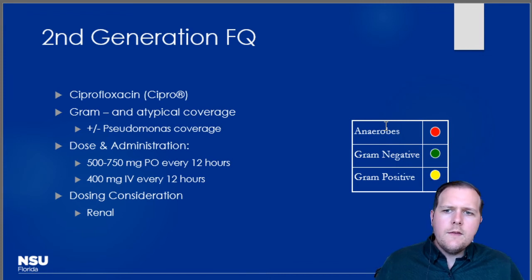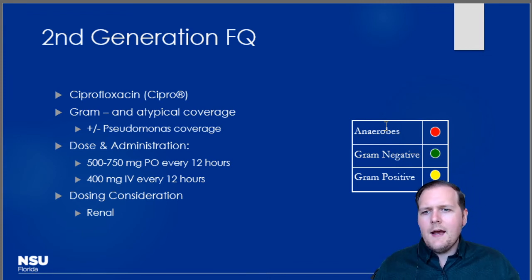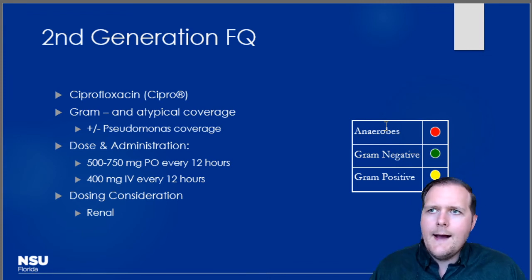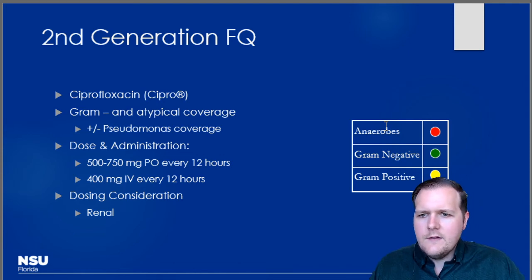So anyway, starting with the second generation fluoroquinolones, and you may be asking, what about the first generation? Those are still out there. They just are not used systemically as commonly. So I'll talk about that in the ENT section. Ofloxacin is probably one of the big first generation ones you'll run into.